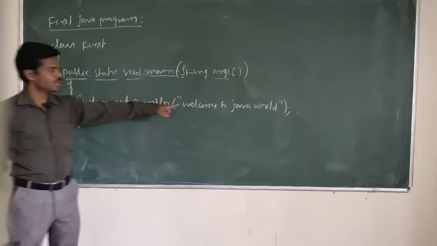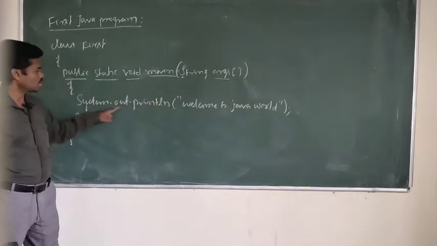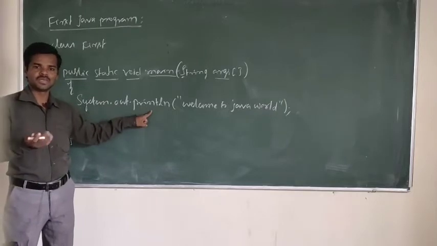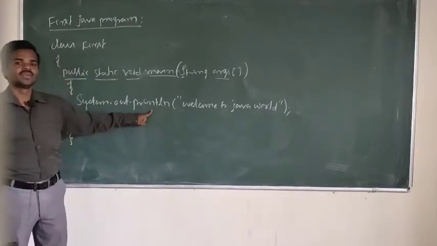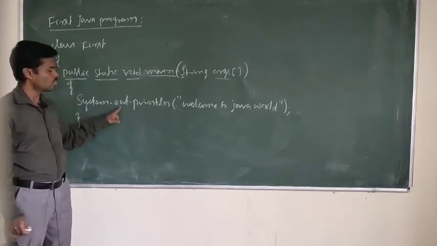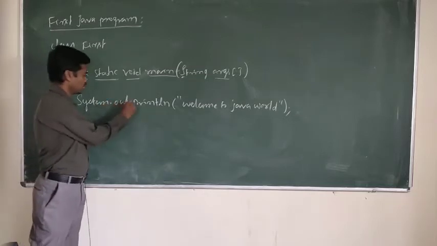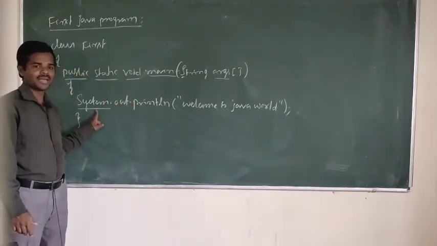If you want to display any output on the screen, we have to use System.out.println. In C++ we use cout. In C language we use printf. Similarly, in Java we use System.out.println. What is System.out.println? System is a class from the java.lang package.